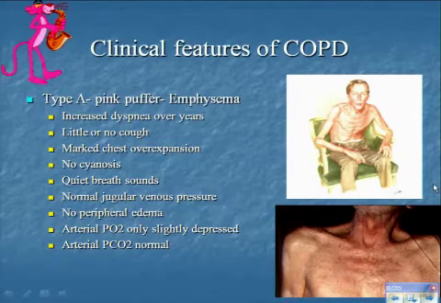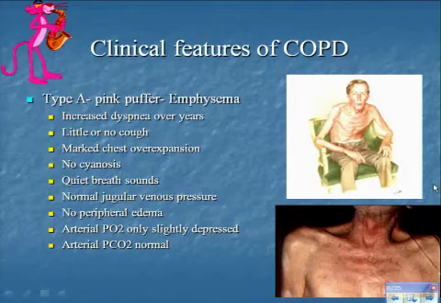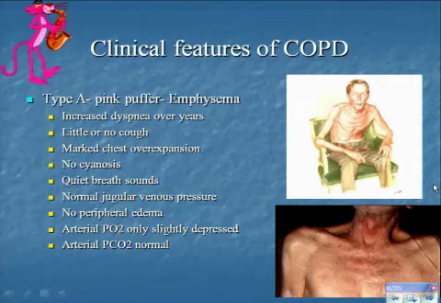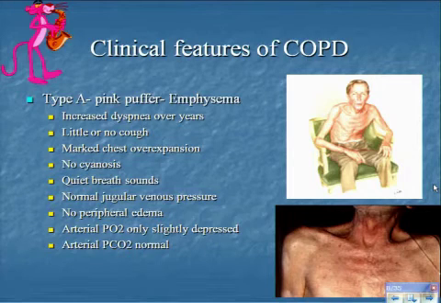They don't really get any cyanosis, but they have very quiet breathing sounds. Their jugular venous pressures are normal because they don't have any pulmonary hypertension, and they really don't develop pulmonary edema. Their PO2 is slightly depressed, but not that significant, and their CO2 tends to be normal. The other ones are, this is what you tend to see.